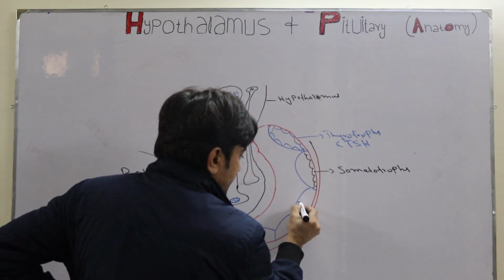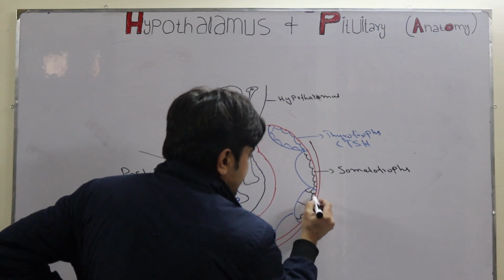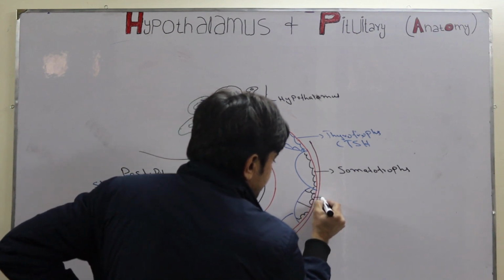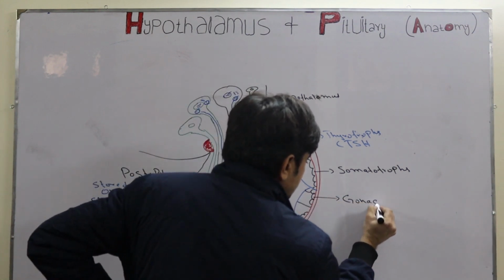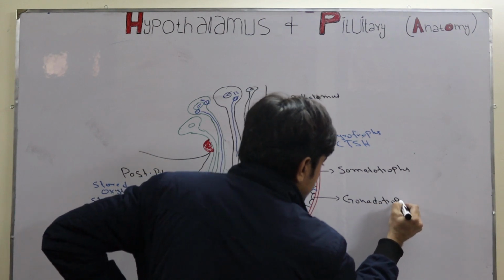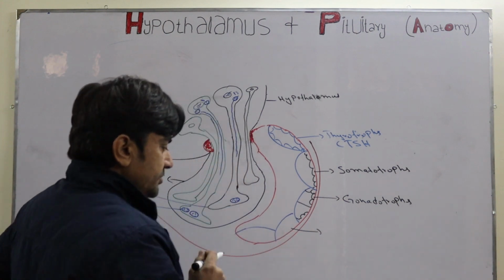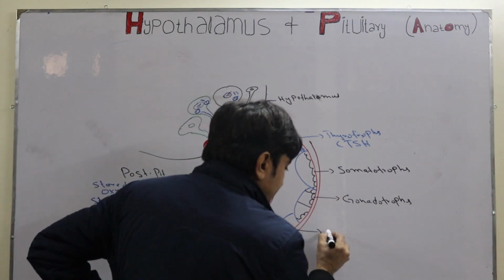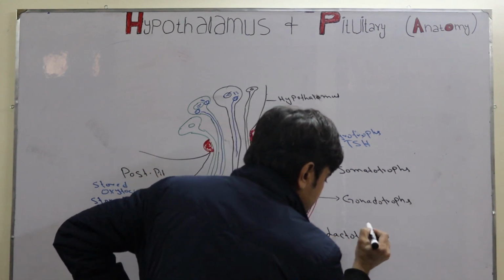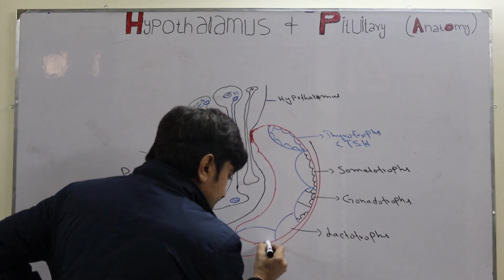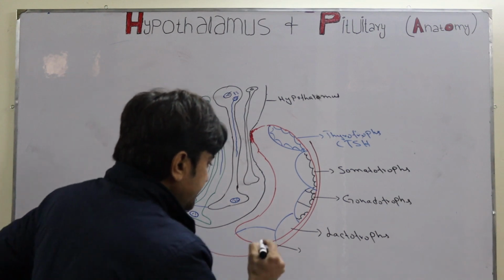And these are the cells which produce and secrete LH and FSH. Collectively, these LH and FSH producing cells are called gonadotrophs. And these are the cells which produce prolactin. These are called lactotrophs. And these are the cells which produce ACTH. These are called corticotrophs.